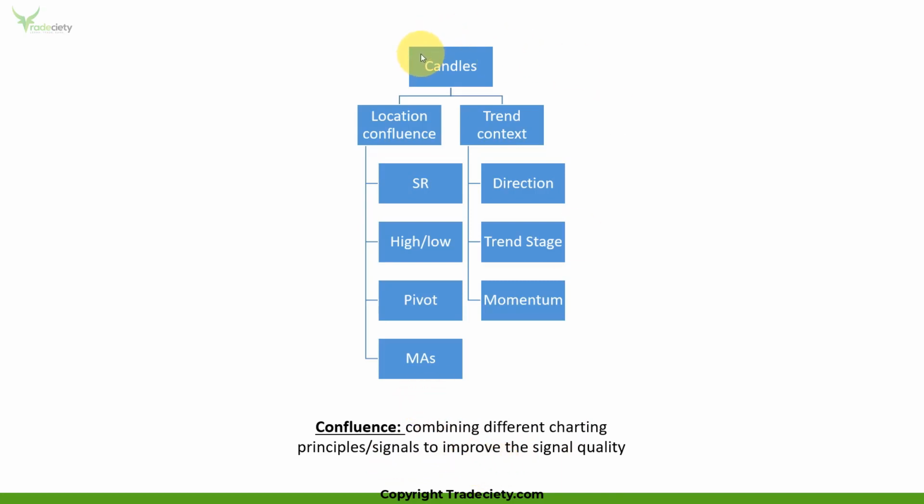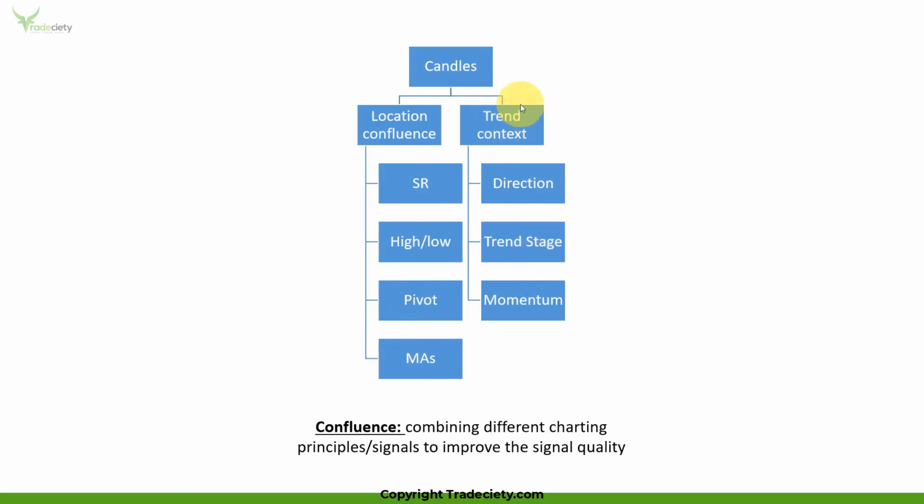First of all, we can say, okay, we want to start trading candlesticks. But we can say, okay, we only want to trade candlesticks if they make sense on the charts, if they happen in the right context. Maybe at a support and resistance level. Maybe the high-low structure makes sense where the candlestick appears. Maybe the candlestick appears around a pivot. Maybe at a moving average.